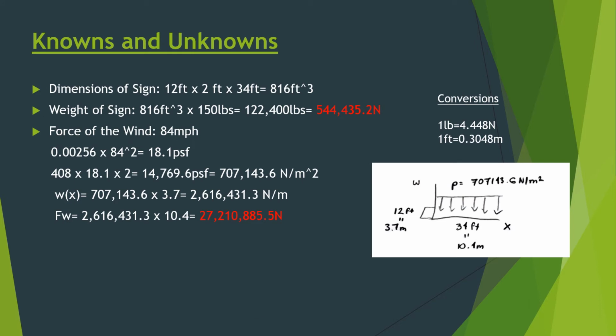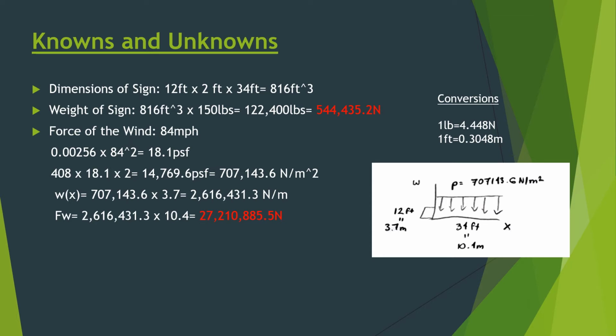So these are my knowns and unknowns. I have the dimensions of my sign right here, and I had to find the volume because this was very important, since I needed to find the weight of the sign. So I assumed that the sign was made out of concrete. I went to a website where I could find how many pounds there are in a cubic foot, and I found out that 150 pounds are in 1 cubic foot of concrete.